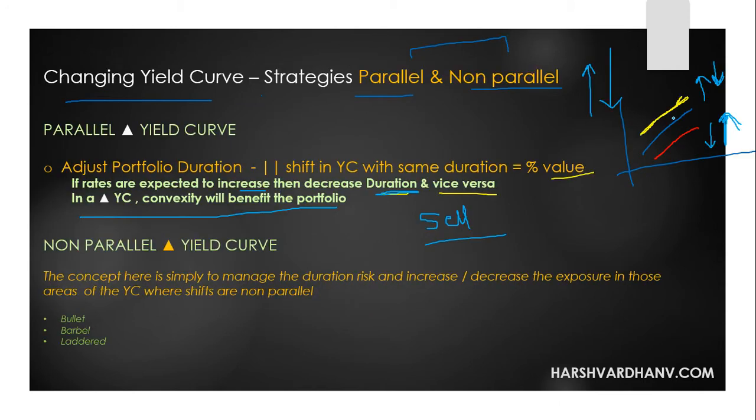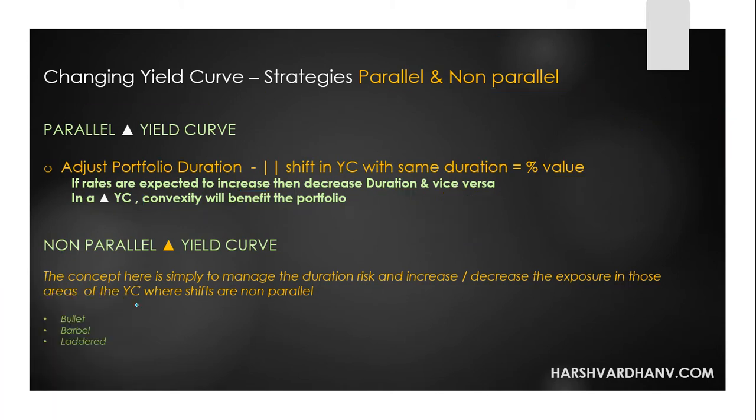But over here, the yield curve is expected to change. That's why you need to keep the bonds with high convexity, so that it will benefit you in case the yield curve is expected to change. So the non-parallel yield curve, the concept here is simply to manage the duration risk and increase or decrease the exposure in those areas of the yield curve where shifts are non-parallel.